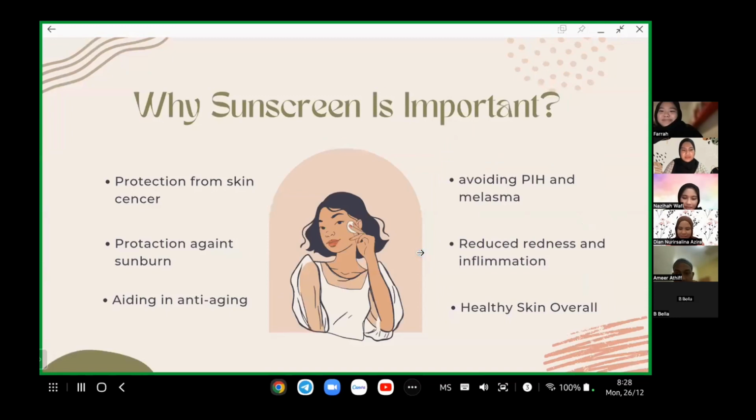Why is sunscreen important? Because of the protection from skin cancer, protection against sunburn, aiding in anti-aging, avoiding PIH and melasma, reducing redness and inflammation, and also healthy skin overall.